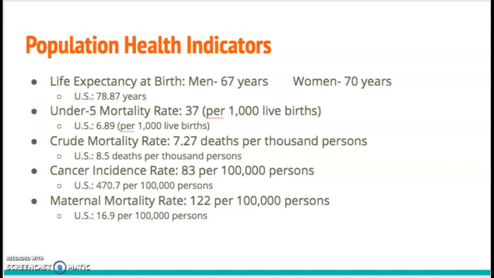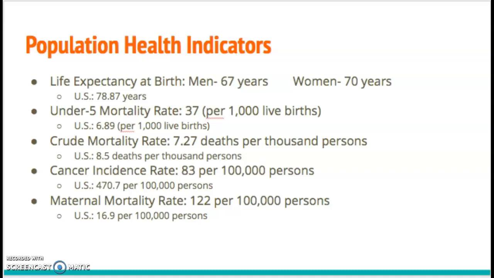Next, we have under 5 mortality rate, and this is important because if a child reaches age 5, they are likely to survive into adulthood. This is measured by the number of deaths due to any cause in kids between 2 and 5 per 1,000 live births. For India, the under 5 mortality rate is 37 per 1,000 births, which is much higher than America's 6.89 per 1,000 births.